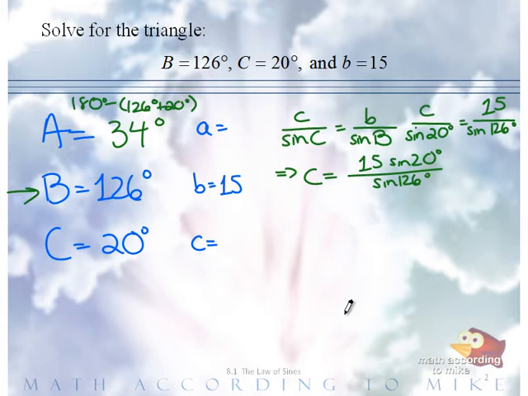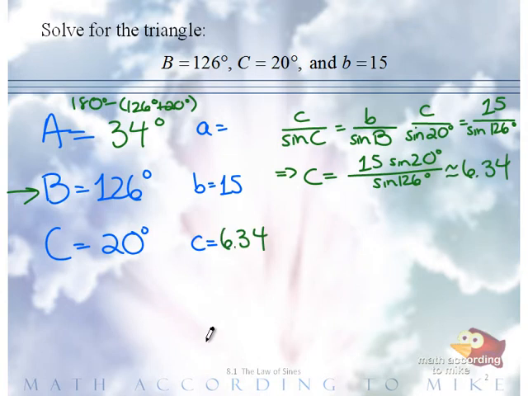Just like before, we have a rounding issue, like we did in chapter 6. So I would have to tell you how far to round. Let's go 2 decimal places. So if you would, making sure your calculator is in degree mode, we're going to do 15 sine of 20 degrees all over sine of 126. Let's go 2 decimal places.